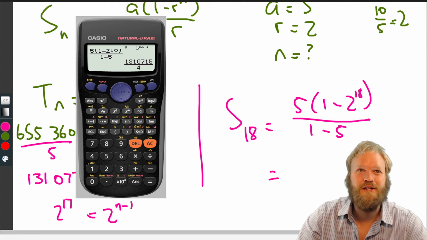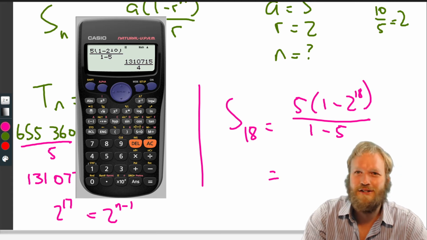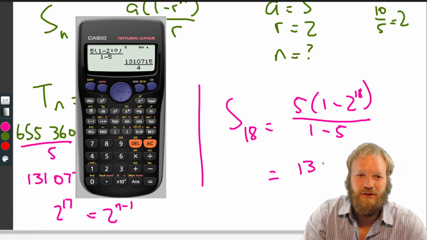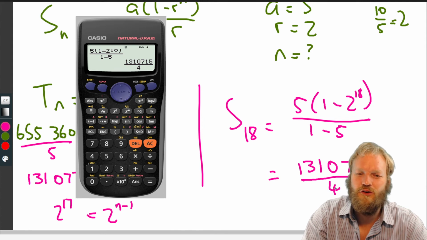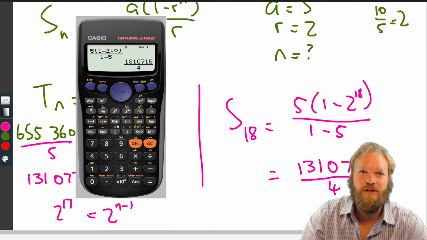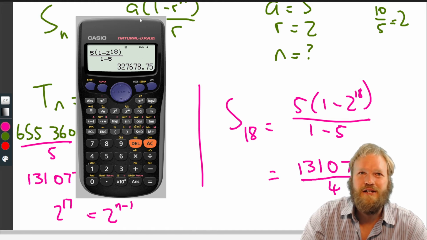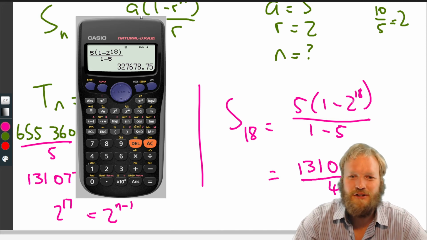Oh wow, I was hoping it wouldn't be a fraction, but it is a fraction. Fractions are our friends too. 1, 3, 1, 0, 7, 1, 5 over 4. I guess perhaps we could have pressed this S to D and written it as a decimal. Either way, right? Plugged into the formula, got an answer, good to go.